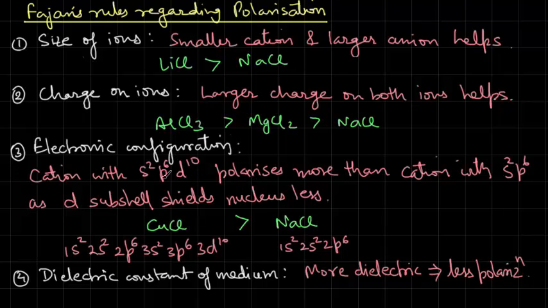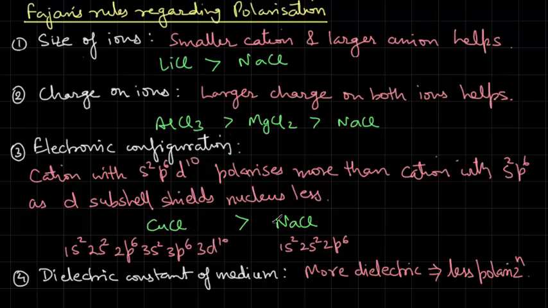So the cation which has a d configuration at the end polarizes more than a cation with S2p6 configuration, because the d subshell shields the nucleus less.